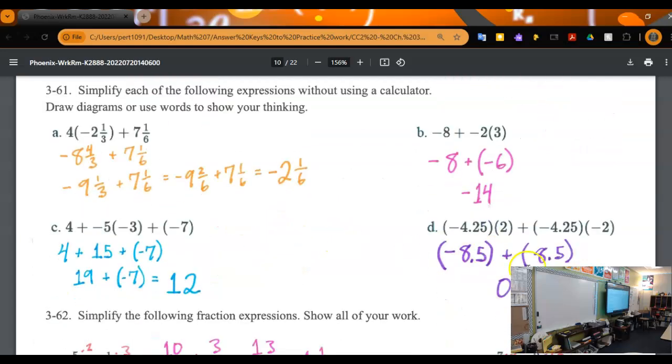As we get into 61, order of operations. Especially in part C, double check that addition does not happen first. Like the trap doors, you might have accidentally done 4 plus negative 5. That's not what happens first, because order of operations tells us multiplication comes before.